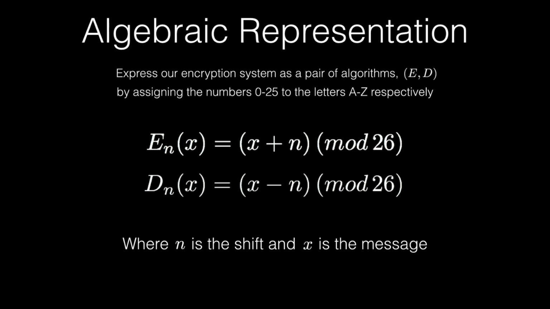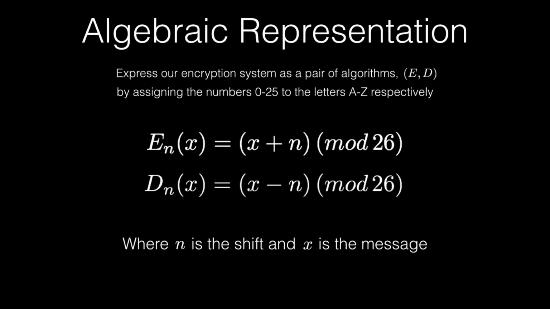So you can see here I've got E subscript n of X, which means the encryption of X with a shift of n is equal to X plus n. So add the shift to the letter. X is the letter in this case, or the whole message. So add the shift to each letter of the message. And then for each letter, mod that by 26.